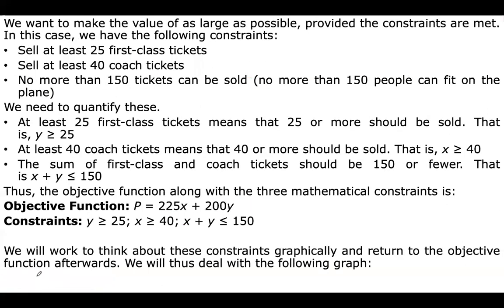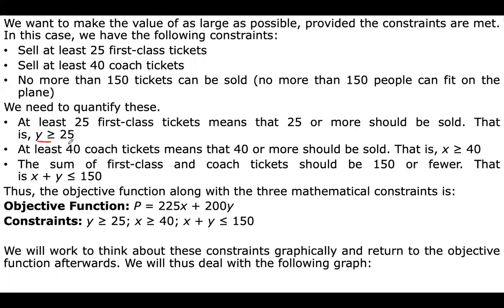Now let's see what our constraints are. So we want to make the value as large as possible, provided the constraints are met. In this case, we have the following constraint: sell at least 25 first class tickets. Okay, so what does it mean? At least we should sell 25 tickets. It's up to us. If we are able to sell more than 25, it's okay. But at least 25 we must sell. Okay. So Y is greater than or equal to 25 is one condition.